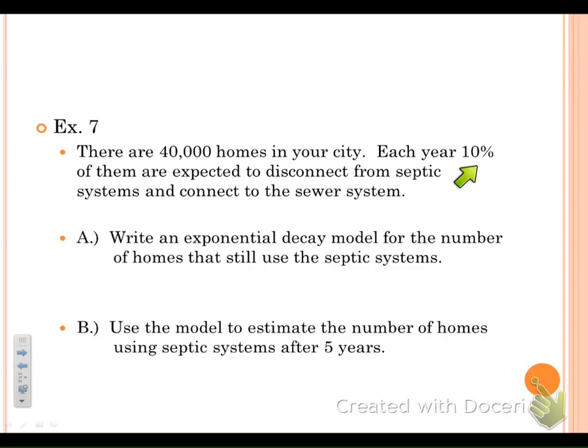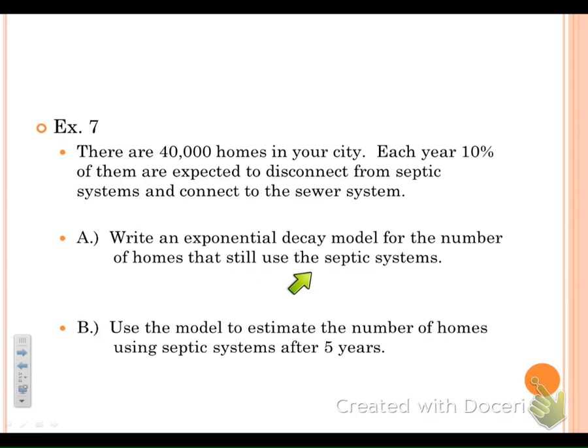So in our example, you've got 40,000 homes in your city. Each year, 10% of them are expected to disconnect from septic systems and connect to the sewer system. We're going to write an exponential decay model for the number of homes that still use septic systems.